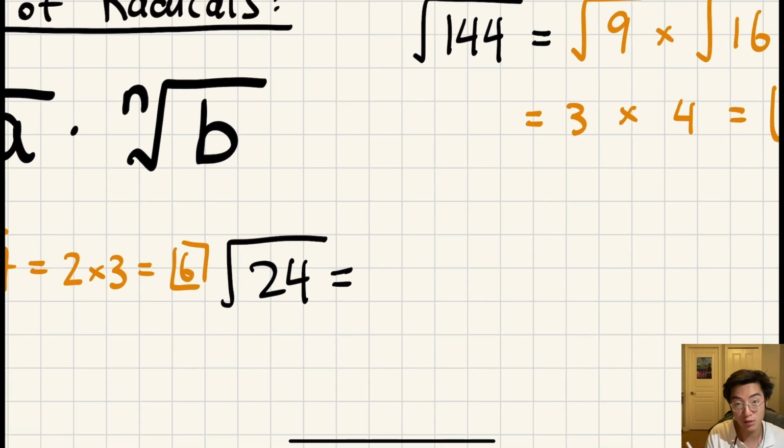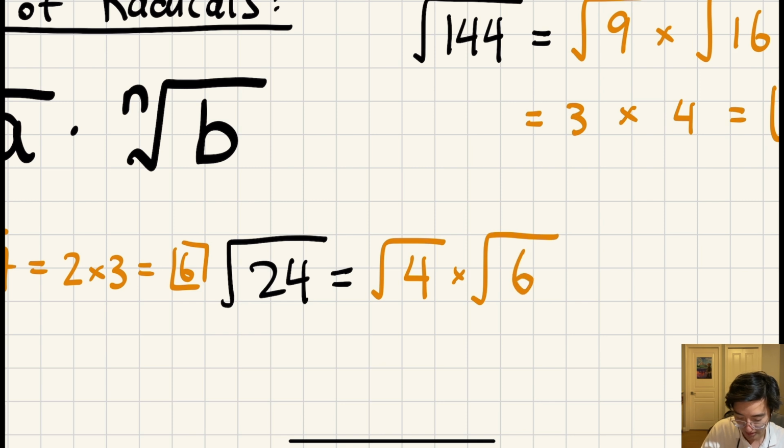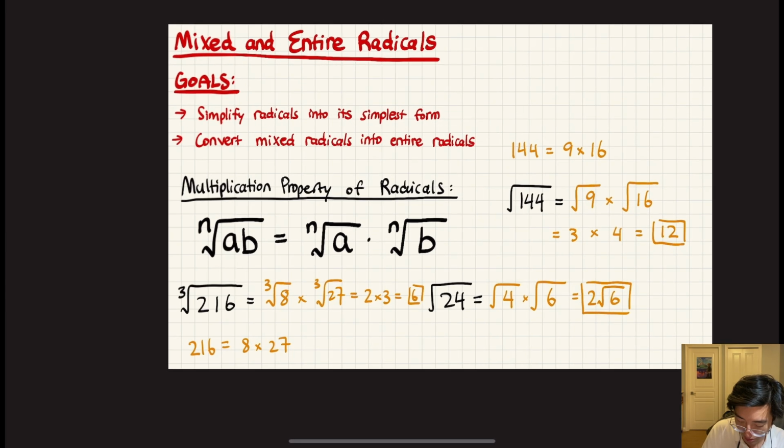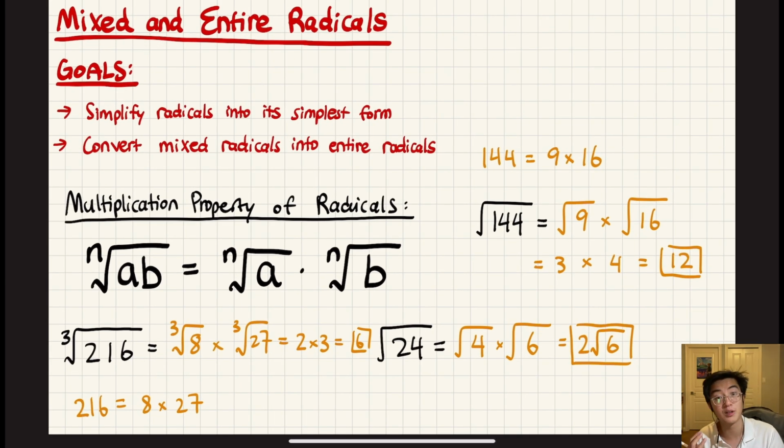With the square root of 24, we can write it as 4 times 6. The dot and the cross don't really matter. So we can write the square root of 24 as the square root of 4 times the square root of 6. We know that the square root of 4 is 2, and the square root of 6 is not a perfect square, so we can just leave it as it is. So what we're doing here is simplifying the square root of 24.